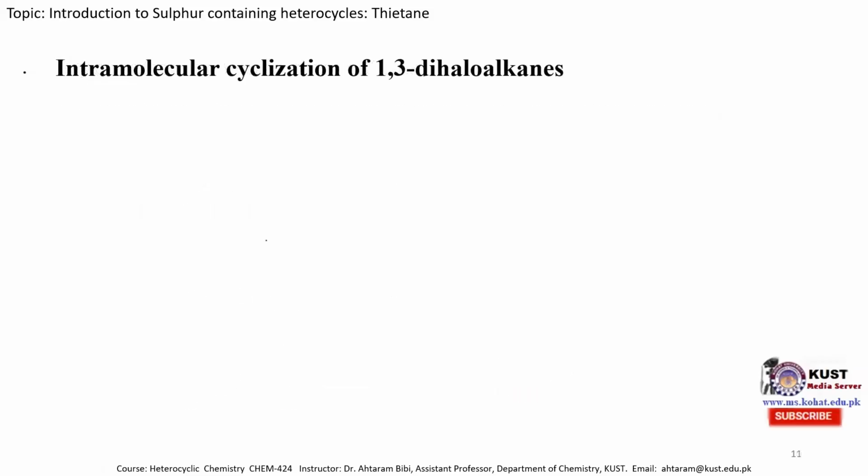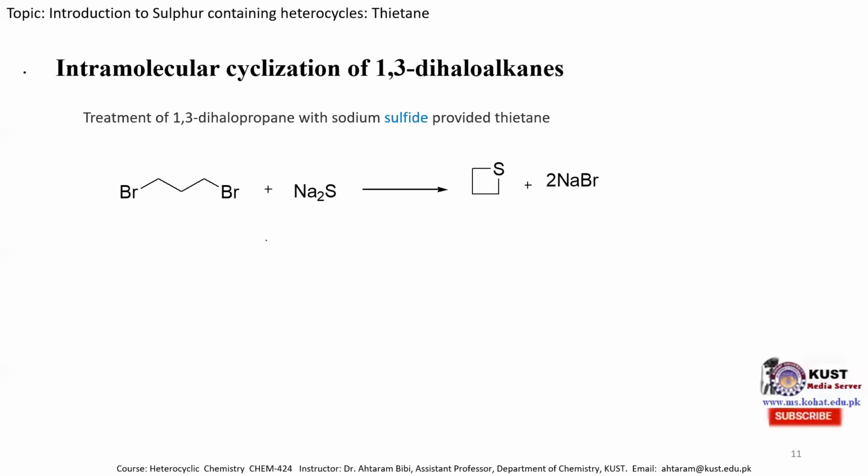The next method is that we can obtain Thietane molecule from the intramolecular cyclization of 1,3-dihaloalkanes. And treatment of 1,3-dihalopropane with sodium sulfide provides Thietane molecule. This is the 1,3-dibromopropane molecule. When it is treated with sodium sulfide, one can easily obtain the Thietane molecule with the release of sodium bromide. So the mechanism is mentioned over here.